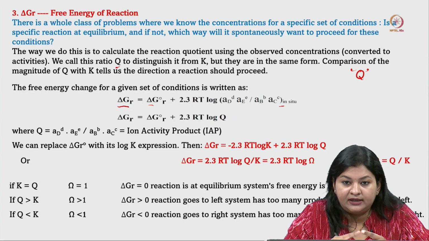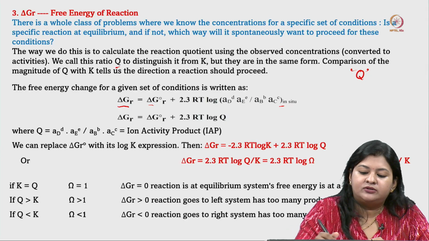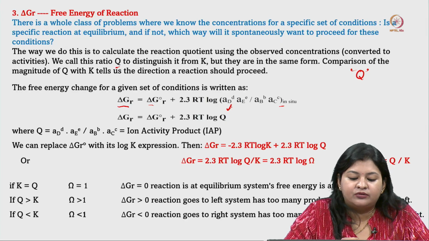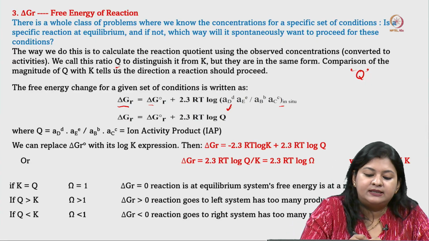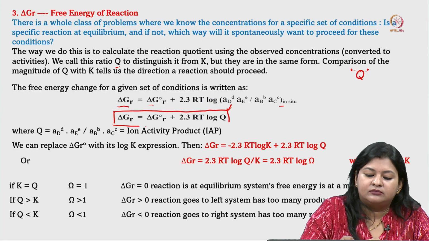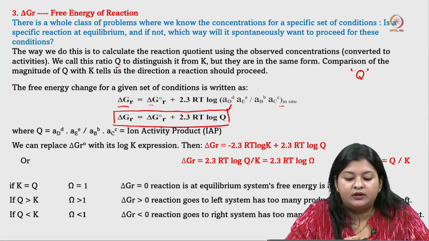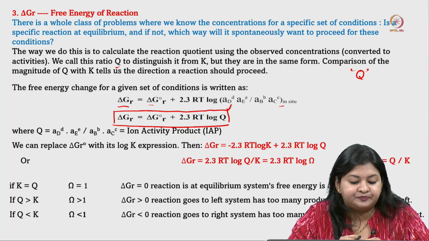What is the activity? What is the temperature and pressure? So, we are just going to define how Q is written. Basically this is our equation, and Q is sometimes also called the ion activity product, IAP. It is also called the IAP value.